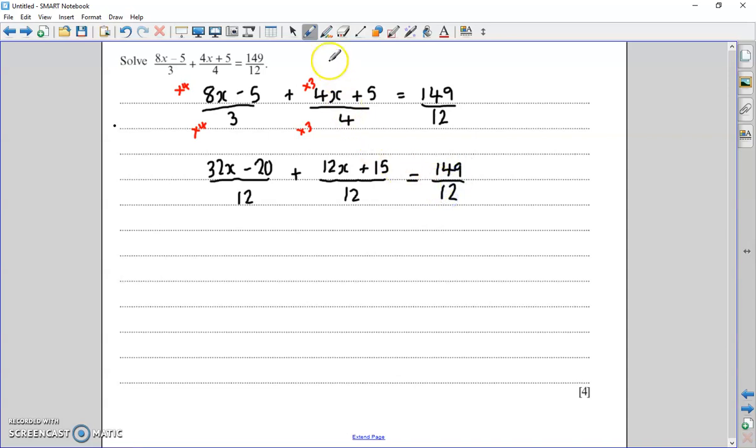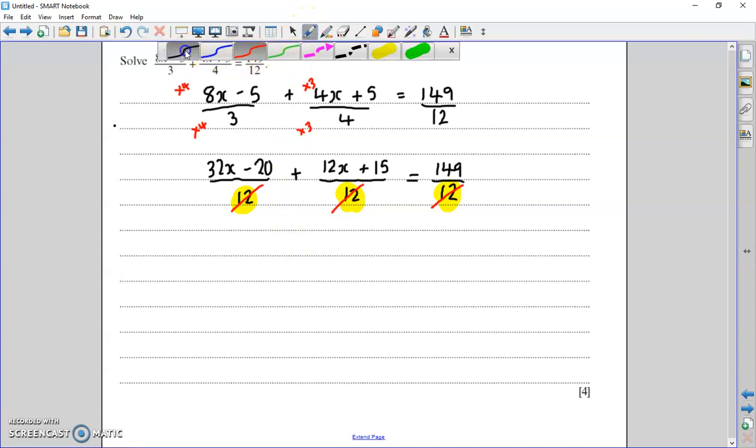Now then, this is the really clever bit, so make sure you're listening. If every single term has got the same denominator, and we've got 12s everywhere, look, 12 there, 12 there, 12 there, you can get rid of the 12s. You can cancel them out. Just like if you had pi on both sides, you could cancel pi out. We've got 12s on every term, so we can cancel them out.